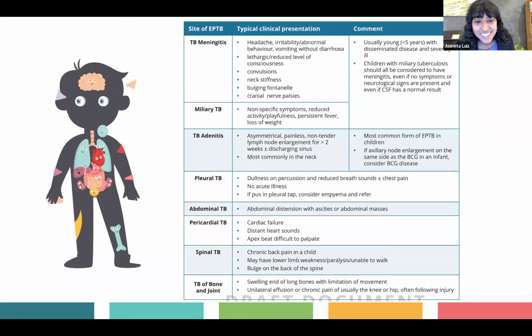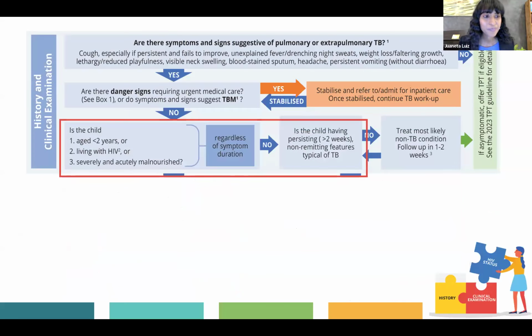Okay, and then this is a nice little table that will be in the guidelines showing the varied presentations of TB. It can literally affect any organ in the body. But I just want to mention 2 other red flag signs. One is a child with back pain and another is a child with a limp. Please have a low threshold to investigate them for spinal TB, especially if there's an exposure.